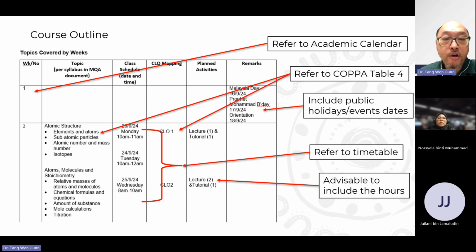And then the remarks column. One of the things we put in here will be the holidays or special events that require the class to be replaced. So at the beginning of the semester, the first thing we can get is, of course, the public holiday. We can plot it in first to see whether or not we have to do some replacement.